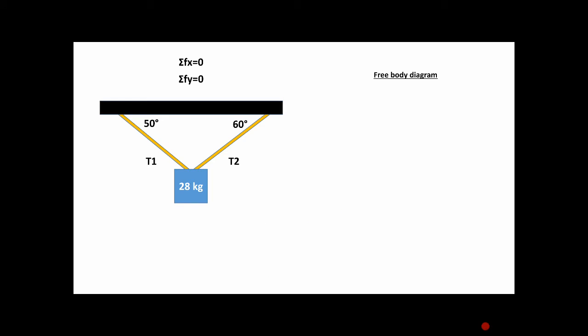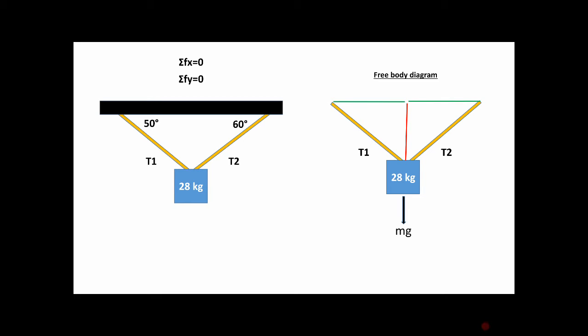Okay, the first thing we do is a free body diagram. So here's the mass, and here's the force down, mg. Here are our two ropes, T1, T2, and here are our components, and here are our angles, 50 and 60 degrees.